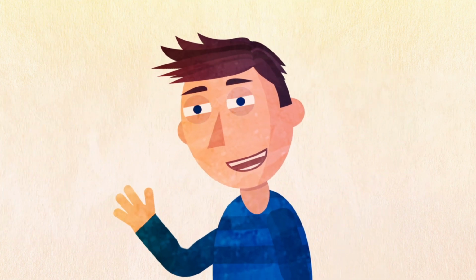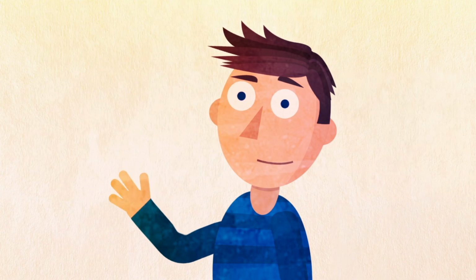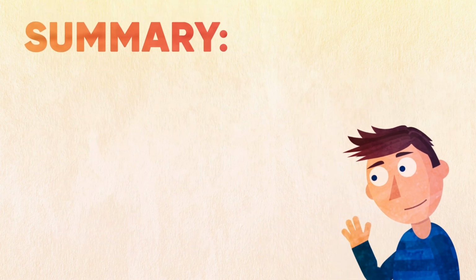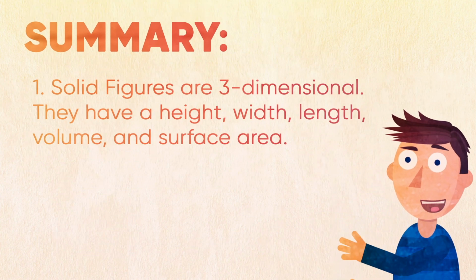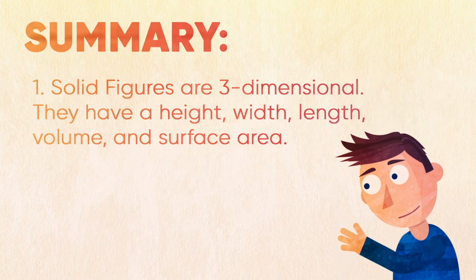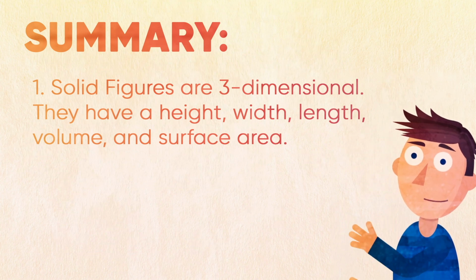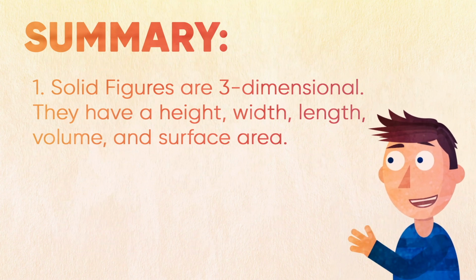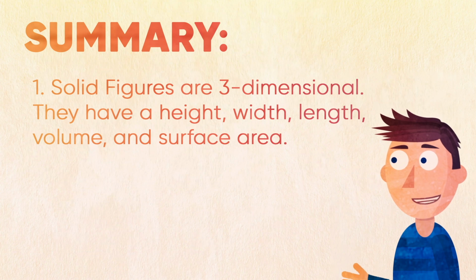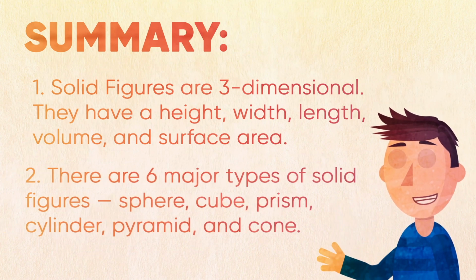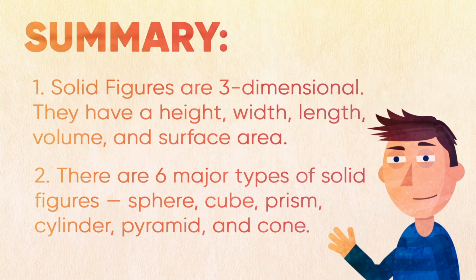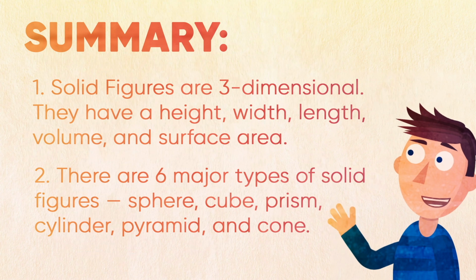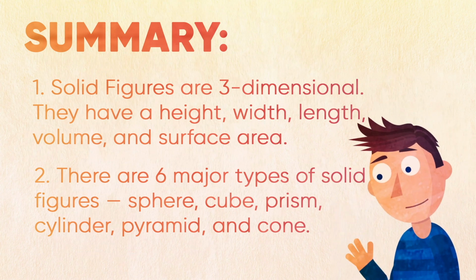That is about everything there is to know about solid figures. Before the assessment at the end, let me wrap the lesson up for you. First, we know that solid figures are three-dimensional, meaning they have length, width, and height. Solid figures also have volume and surface area. In this video, we went over 6 of the major types of solid figures. These are the sphere, the cube, the prism, the cylinder, the pyramid, and the cone.